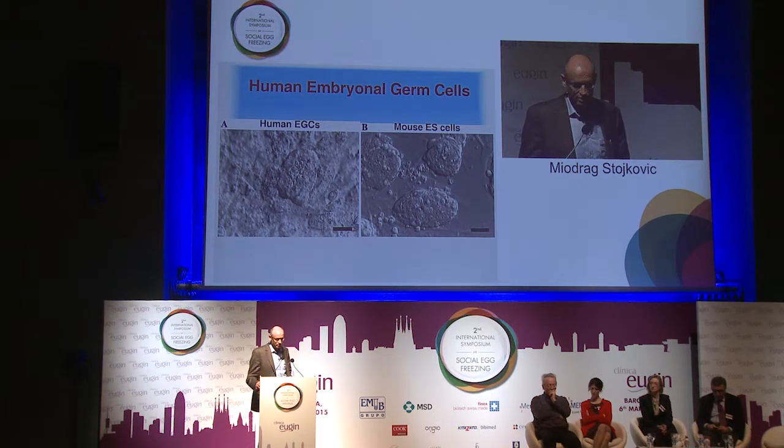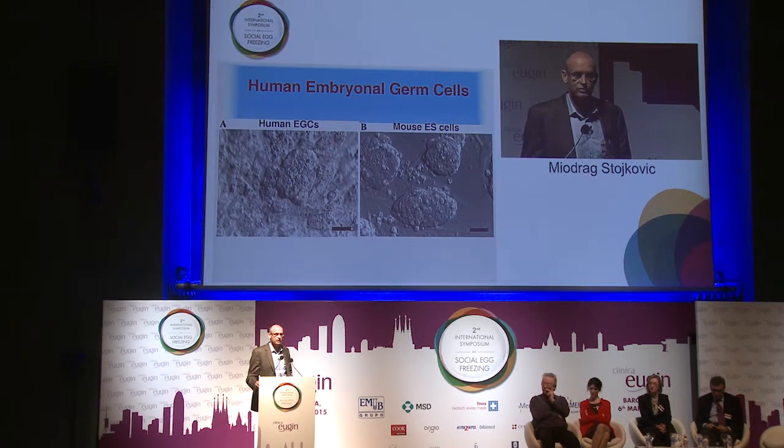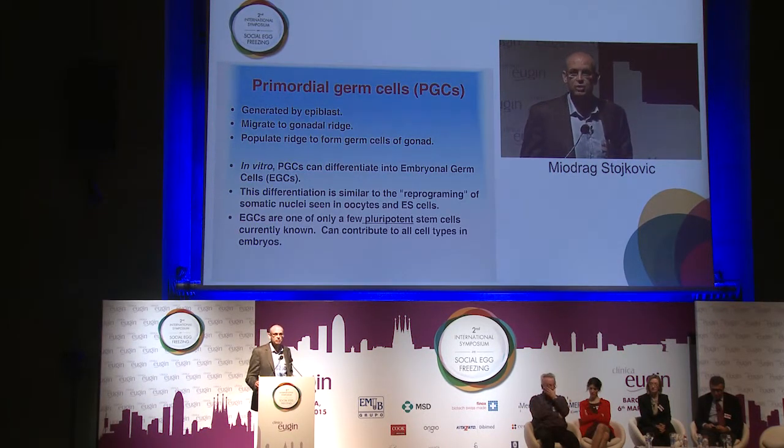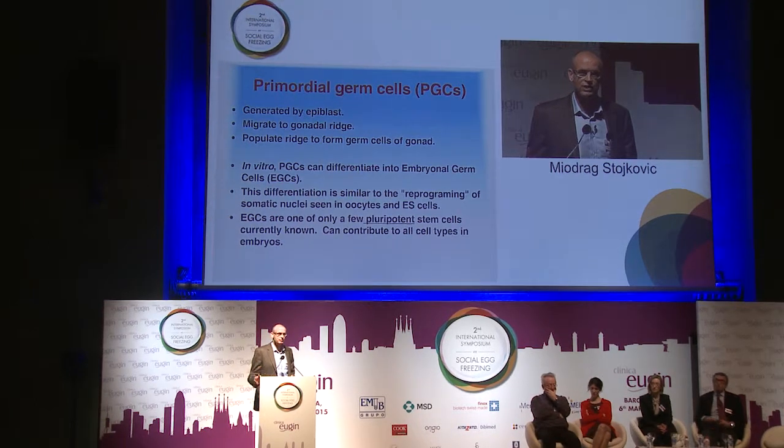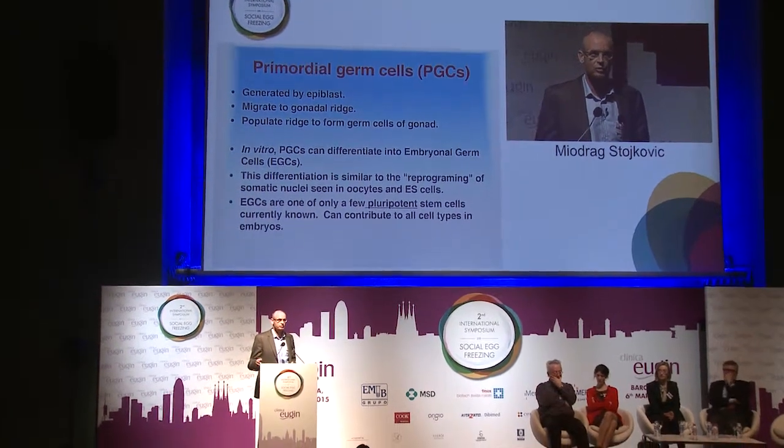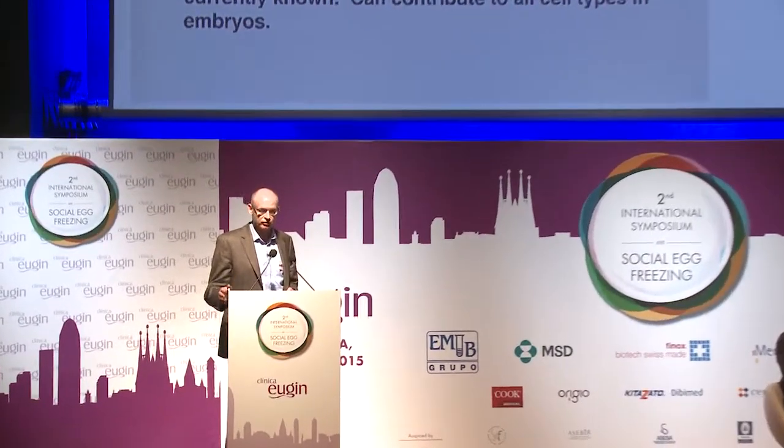And these are pluripotent stem cells. That means they have the ability to give you ectoderm, mesoderm, and endoderm, but not the entire human body. Primordial germ cells, this is what we would like to know about. They are connected to migration, and we don't know how this happens. There are plenty of mechanisms and genes involved, but the extracellular matrix is also involved in migration of primordial germ cells. In vitro, primordial germ cells can differentiate into embryonal germ cells, also pluripotent cells, and this differentiation is similar to reprogramming of a somatic nucleus seen in oocytes and embryonic stem cells.